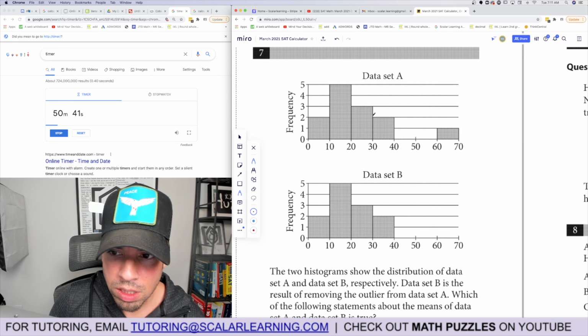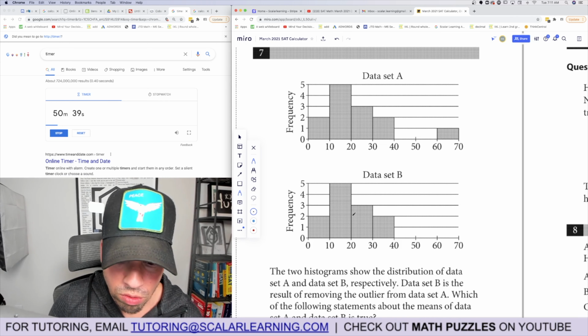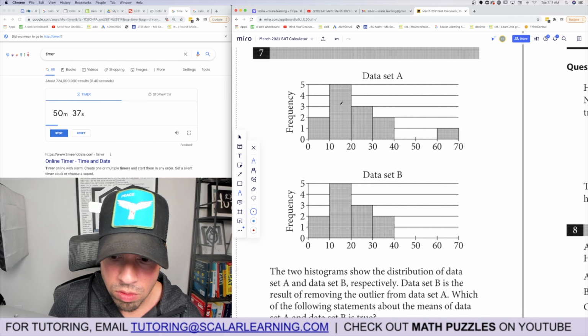Number 7. Frequency data set. Histograms, 0 to 10.